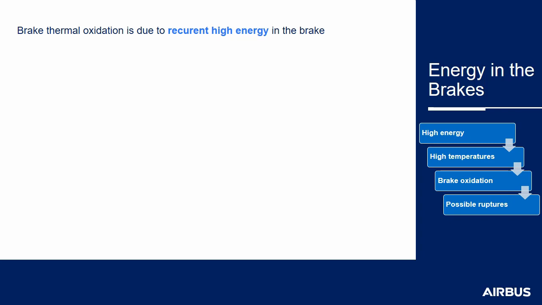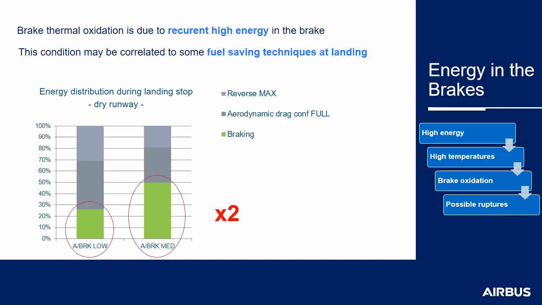Before going further into operational recommendations, we first need to focus on the dissipated energy in the brakes. This graph represents the energy distribution among reversers, aerodynamics, and braking. For instance, for the A320 family in autobrake med, the energy absorbed by the brakes is double that of the energy absorbed by brakes when in autobrake low.